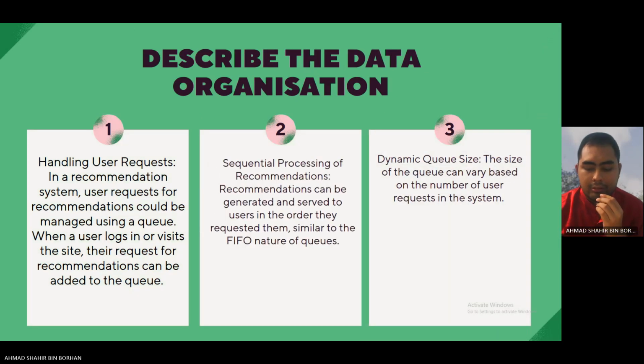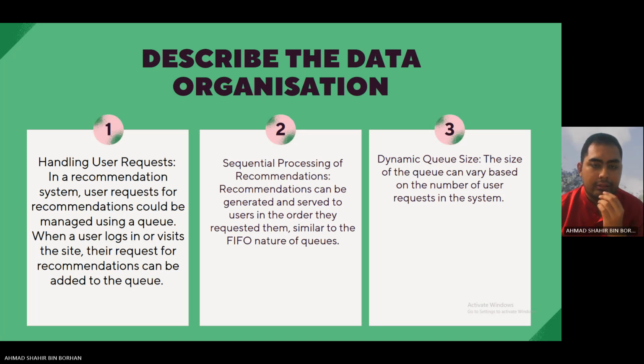So how do we describe the data organization? Firstly, we handle user requests in the recommendation system. User requests for recommendations can be managed using a queue. We will use a queue for my project. When a user logs in or visits the site, their request for recommendation can be added to the queue.